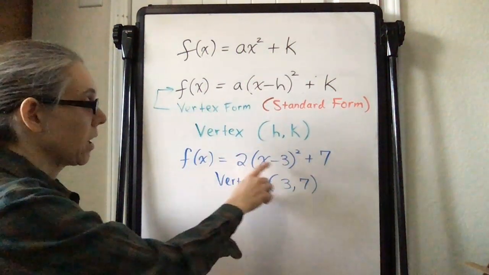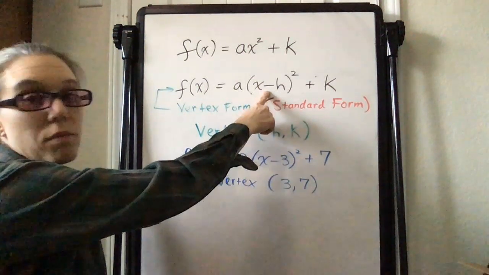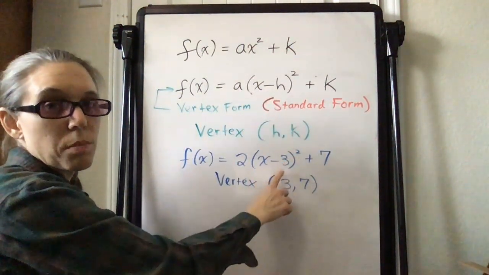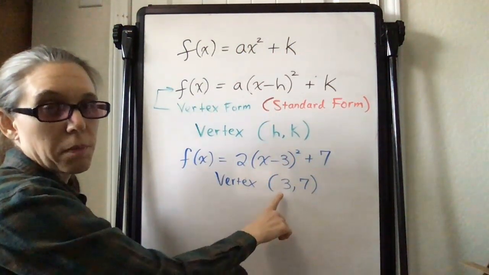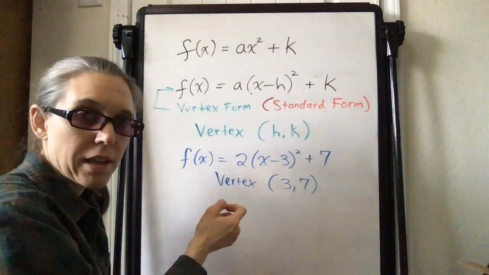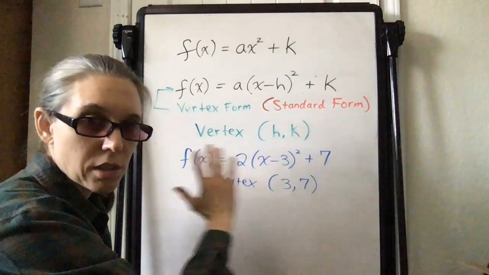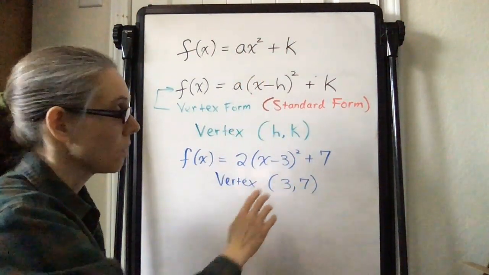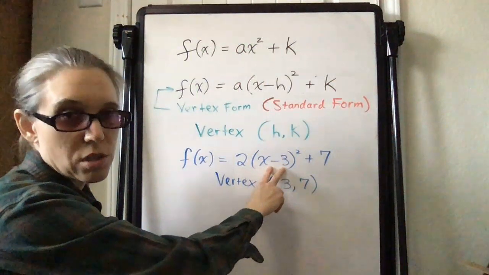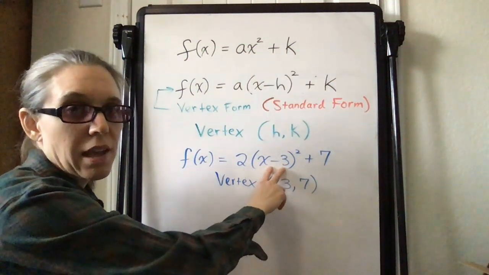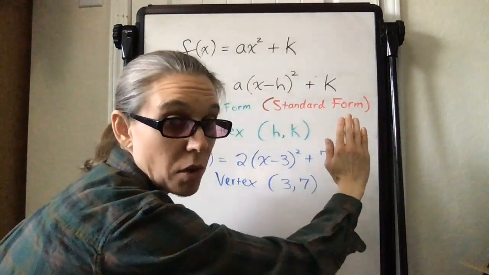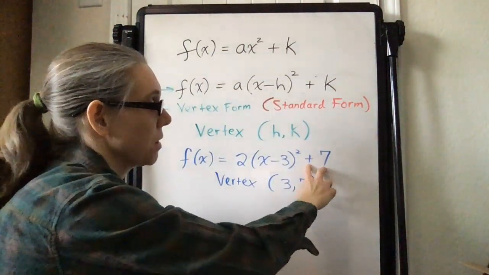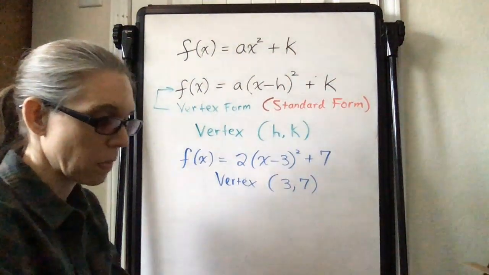This negative right here is actually part of the form. So you don't pay attention to the negative. You just include this 3. Another way to think about it is that when we studied horizontal and vertical shifts, we saw that a horizontal shift was counterintuitive, and this minus 3 actually makes the parabola shift to the right 3, and then this plus 7 is up 7. Okay?